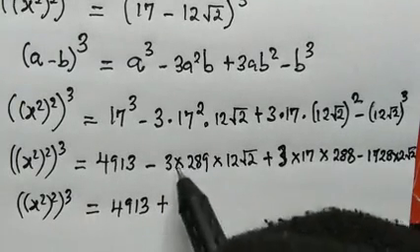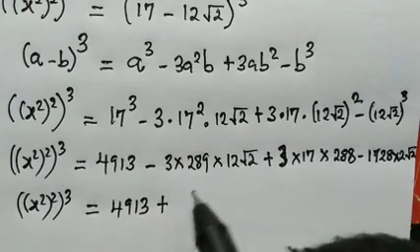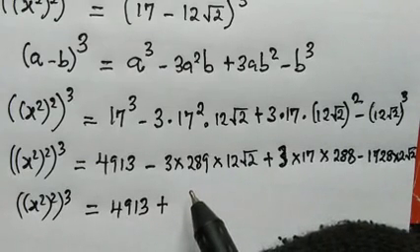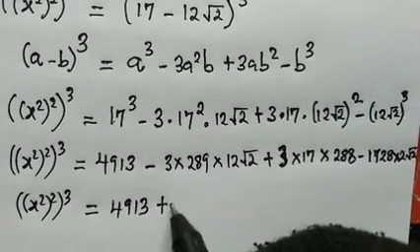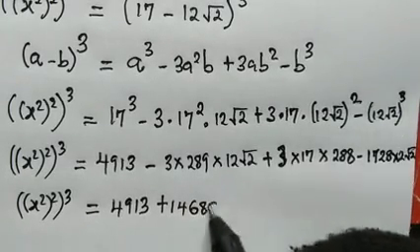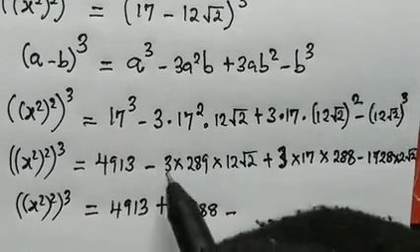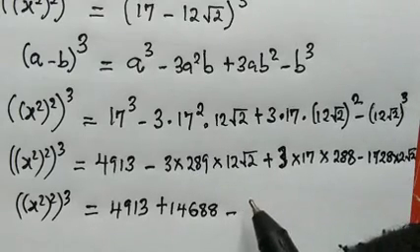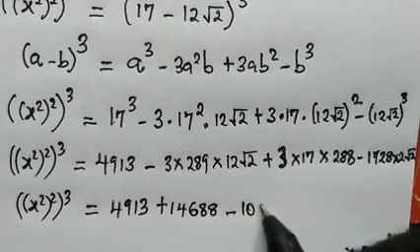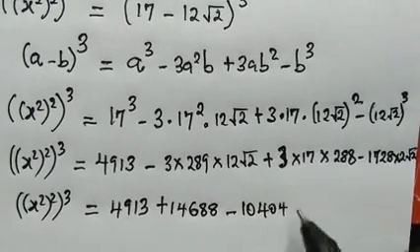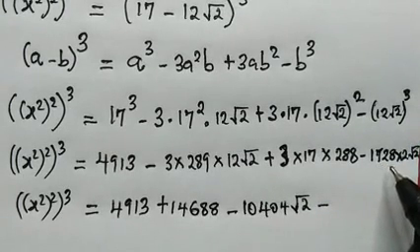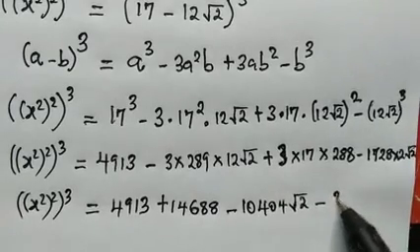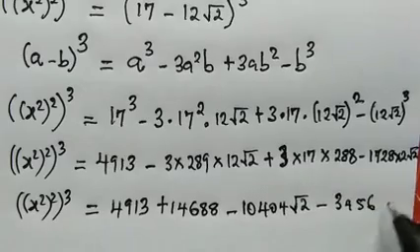Then plus the product of 3 and 289 and 12. What is that going to give us? Well, firstly, let's go to this. 3 times 17 times 288 will give us 14688. Then minus here, 3 times 289 times 12. If you check it well, that will give us 10404 root 2. Then minus here, we have 2 times 1728, right? So that will give us 3456. Then we have root 2.